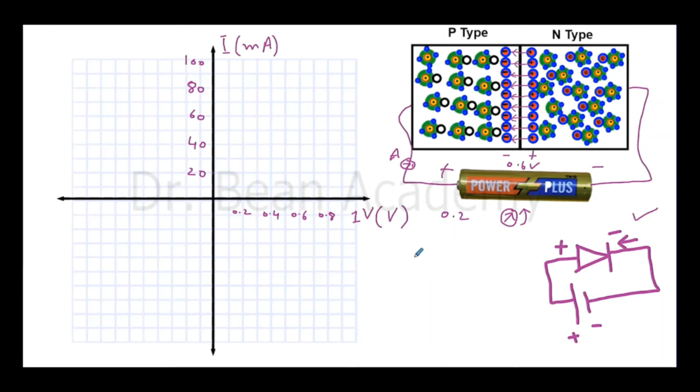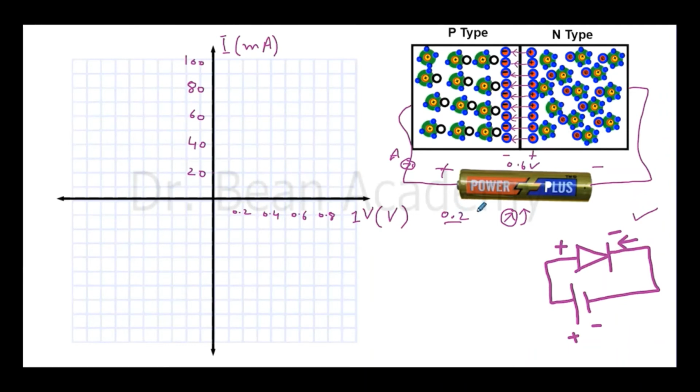We don't actually need to do this experiment, because we can just use our theory, as we have developed an understanding of the behavior of the PN junction. Now the applied voltage is 0.2, so how much current will I get? I will get no current. The applied voltage is 0.2, but the barrier potential is 0.6 in the case of silicon. It's around 0.6, so I will not get any current.